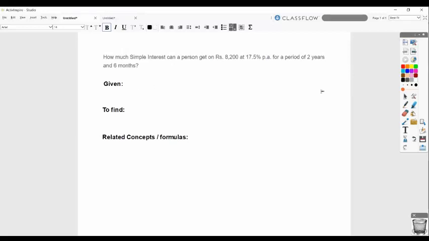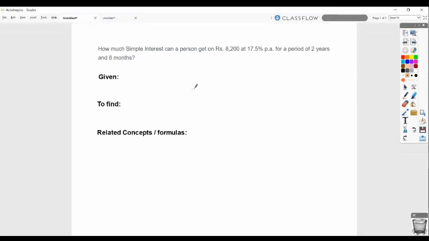Hello everyone. Today we're going to talk about simple interest. Let's make our life easy, our life simple. We'll make the simple interest problem very simple.